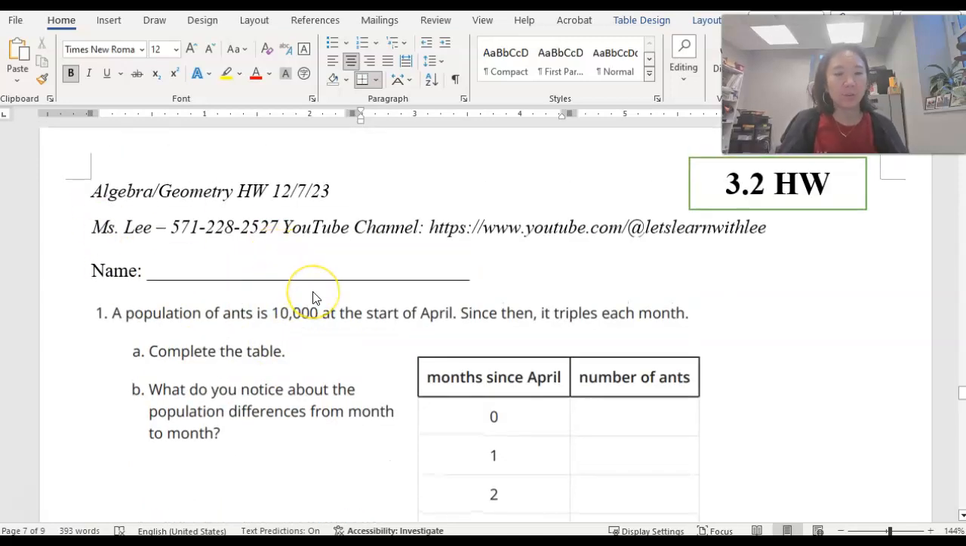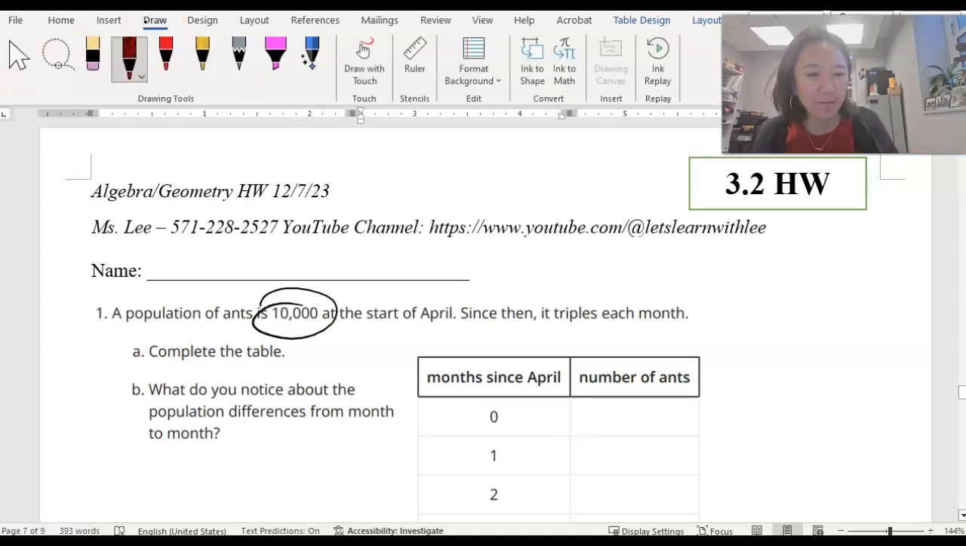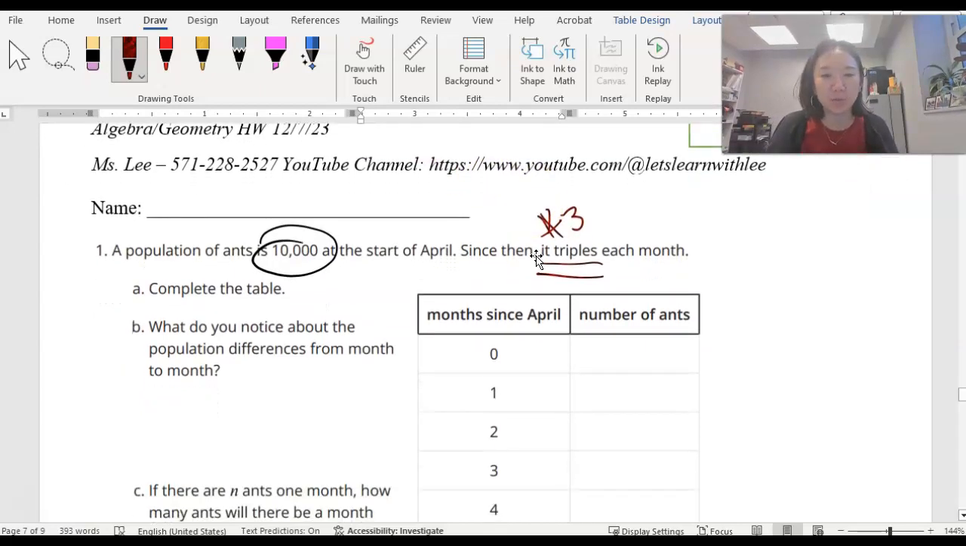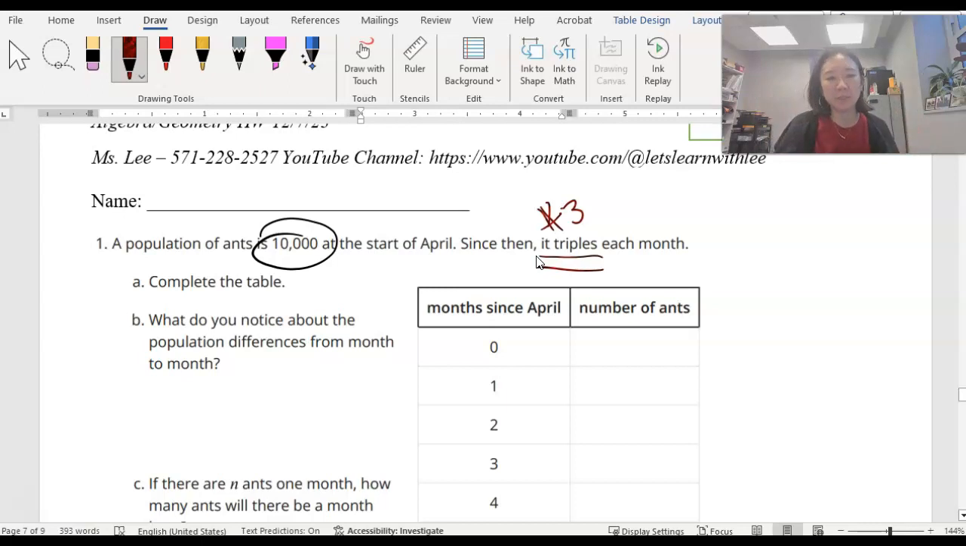So let's take a look first at this population of ants. They are starting at a value of 10,000 and then it triples each month. So automatically I see the word triples and I know that I'm going to be doing times 3 each month, which means that this is going to be an exponential function because each month I'm going to multiply times 3.